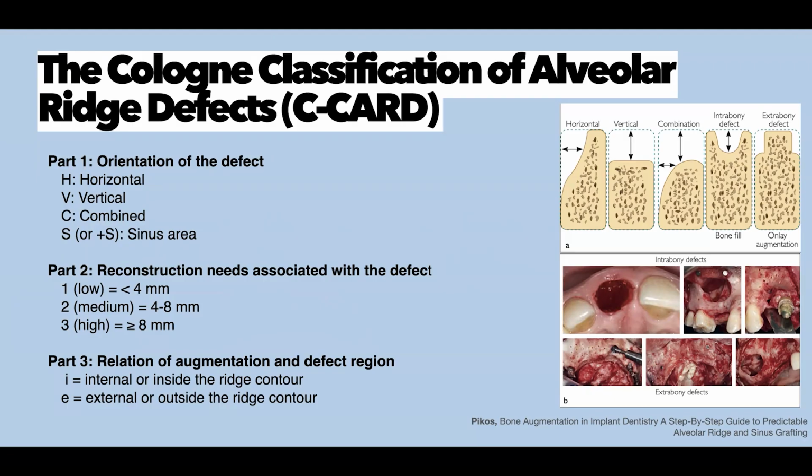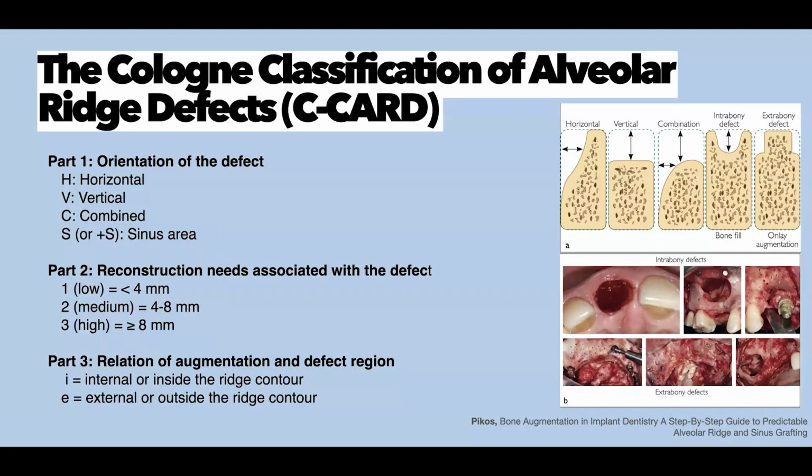One is the orientation of the defect. Is it a horizontal defect, a vertical defect, or a combination of both, or a combination that is involving a sinus area? And part 2, is it how much deficiency is there? Is the amount of the reconstruction needed low, which is less than 4 millimeter, or medium, which is 4 to 8, or high, more than 8?